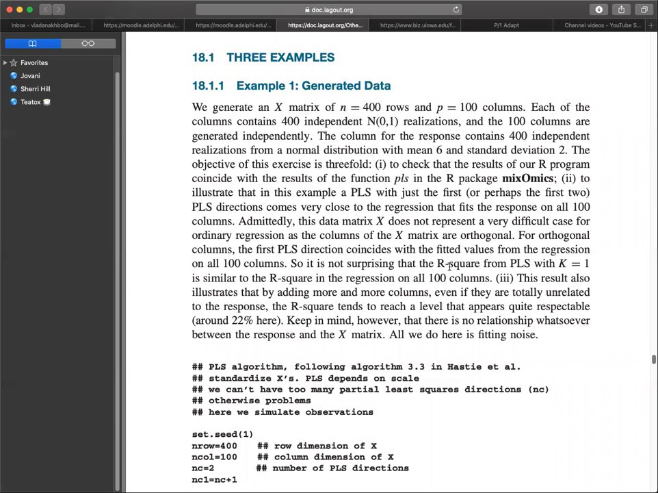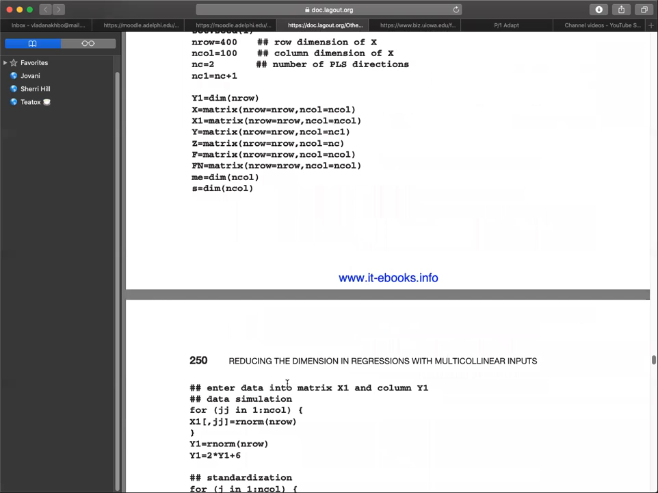The objective of this exercise is 1, to check that the results of our R program coincide with the results of the PLS function in the R package mixOmics. And 2, to illustrate that in this example, a PLS with just the first, or perhaps the first 2 PLS directions comes very close to the regression that fits the response on all 100 columns.